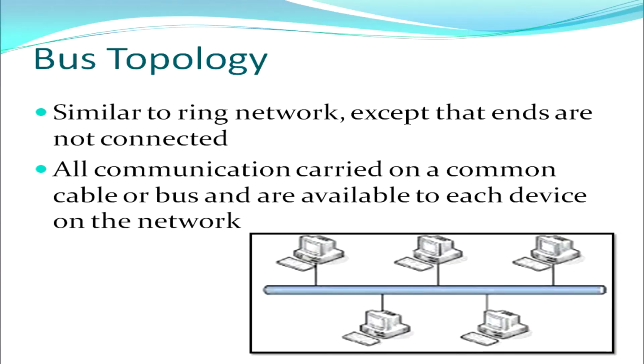Moving on to bus topology. Bus topology is similar to ring network. The only difference is that in case of ring network, the first and the last computers are also connected to each other, while in case of bus topology, the ends are not connected. There is a central bus, there is a central channel through which all the computers are connected, but there is no connection between the first computer and the last computer. So, this is what is a bus topology. Again a very simple topology, easy to implement, easy to manage.